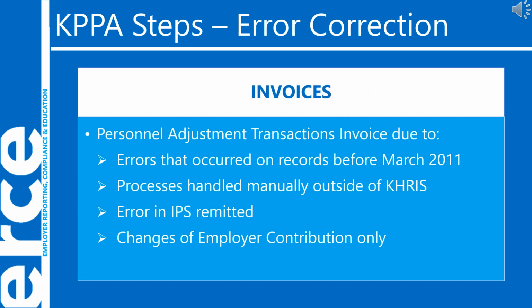While most error correction will cause the record to pend, there are a few exceptions that will create a personnel adjustment transaction invoice instead. The first exception is if the error occurs prior to the creation of KPPA's START software system in 2011. The second is if the process occurred outside of the CRIS system. The third exception is for installment payments of service purchases, or IPS payments, that are remitted to KPPA in error. And the final exception is any changes that occur to the employer-only contribution amount on the member's record. The Personnel Adjustment Invoice can be found on the Reports tab in ESS under the Invoice module.